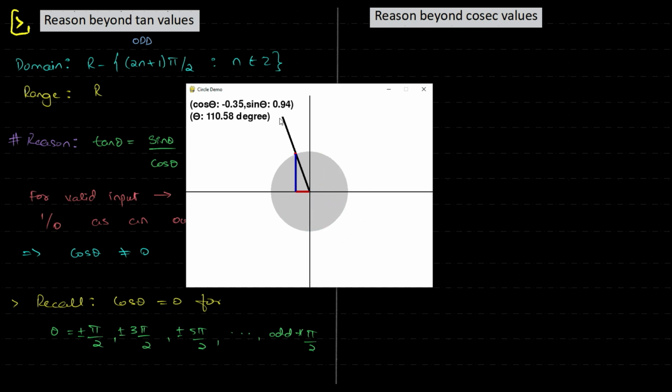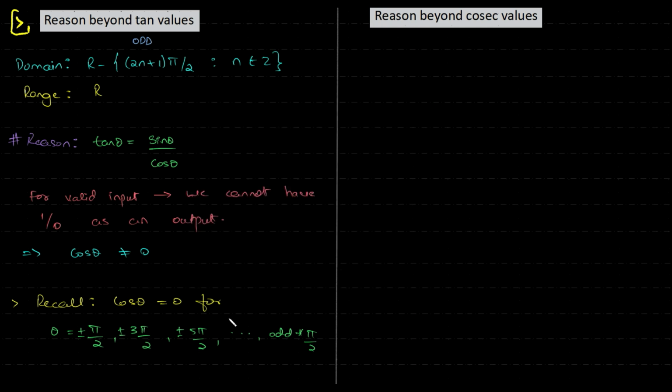As and when I keep rotating, the number of pi value increases. Are you getting why this is more than 2 pi? As you rotate more, this value keeps on increasing, as simple as that. So for this reasoning, we can't have the denominator to be 0. And when is the denominator 0? For odd multiples of pi by 2. As simple as that. Got it?